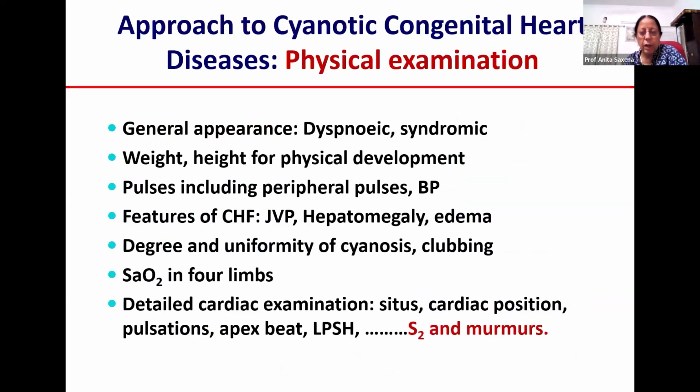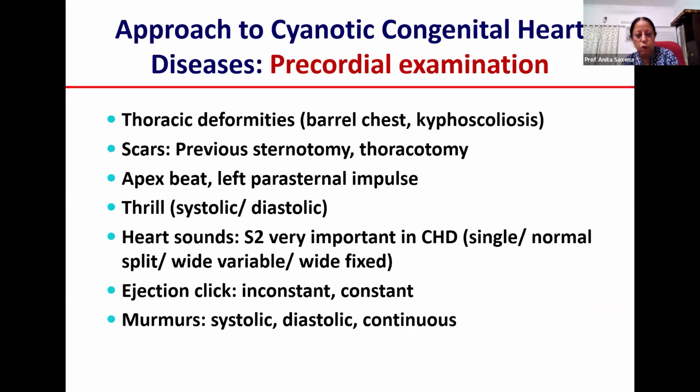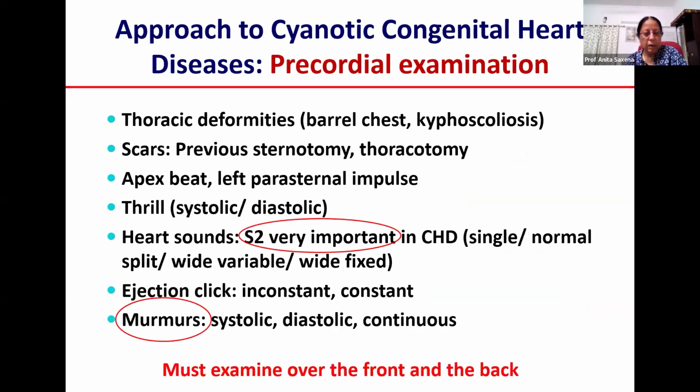On examination, again, whether the patient is syndromic or not is very important. And again, even at this stage, you have to look for features of heart failure. May not be present in adults, but are likely to be present in infants and small children. And of course, look for thrills, sounds, murmurs. Always examine on the back and the front. And second heart sound is very, very important, as we've always been talking about. And we did discuss the importance of second heart sound in differentiating the level of Eisenmenger syndrome.